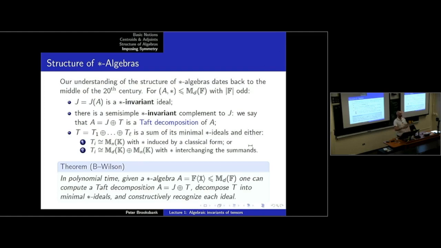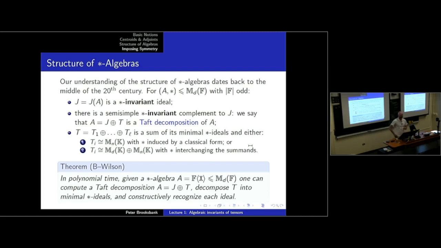So what can actually happen? It turns out that the star is going to be induced by a classical form, and those classical forms come in three varieties. We've got alternating forms, symmetric forms, and Hermitian forms. So those are basically the only four kinds of simple star algebras that you can get. And once again, you can try to constructively recognize those things, and there are algorithms indeed to do precisely that.